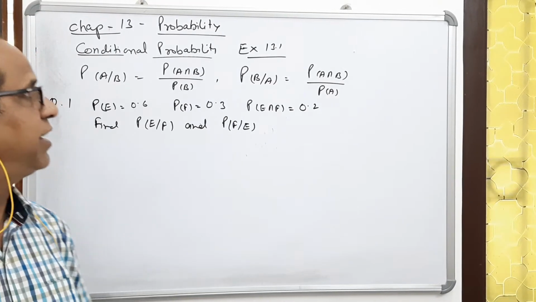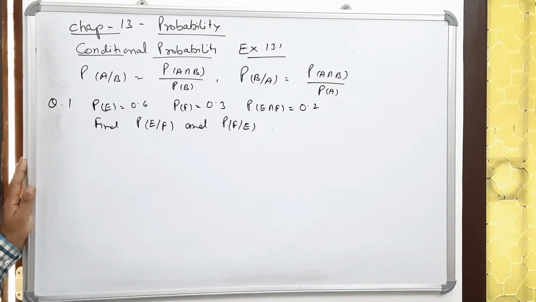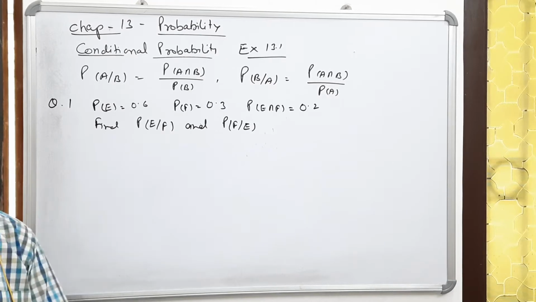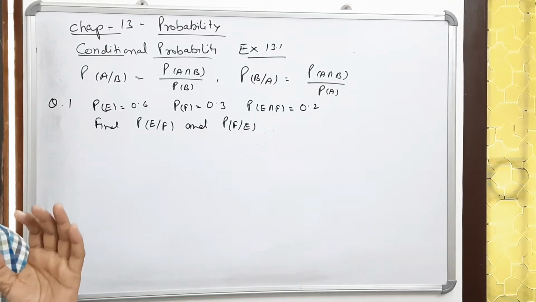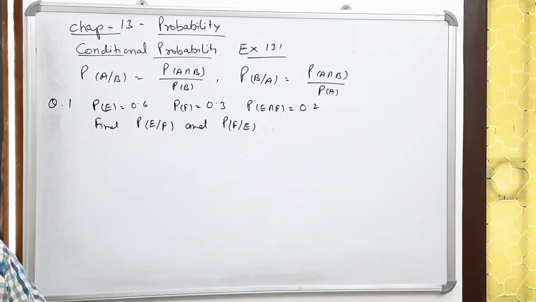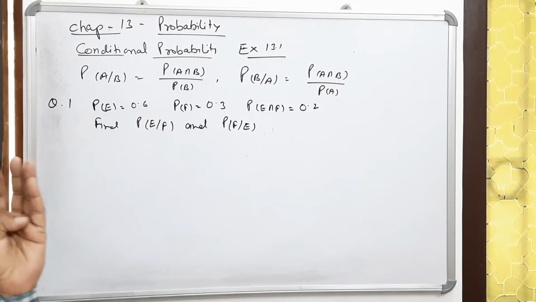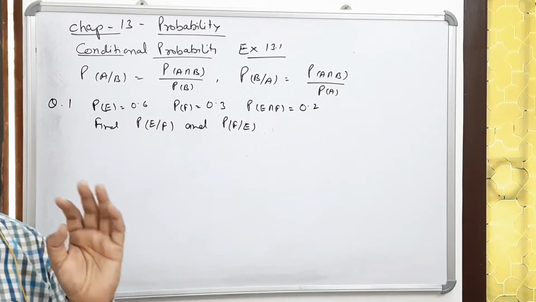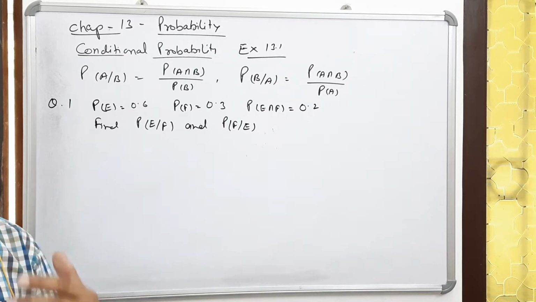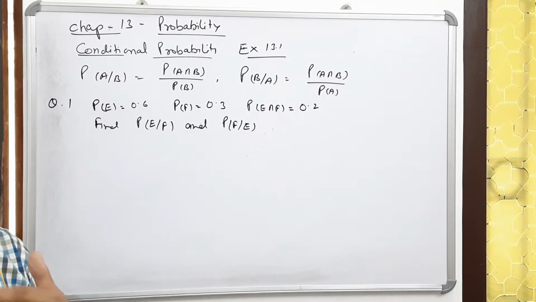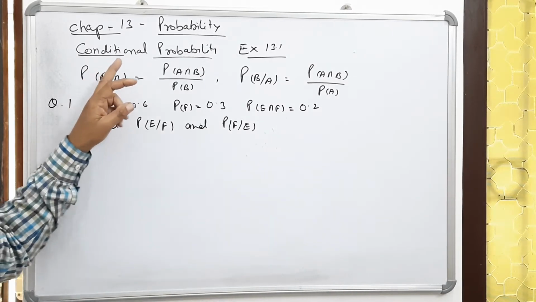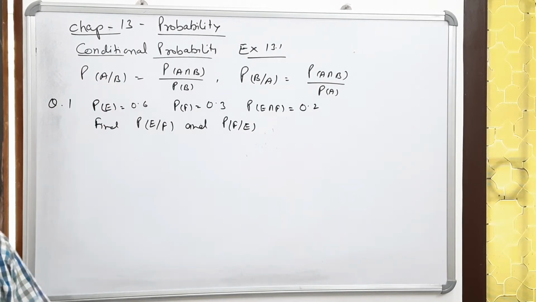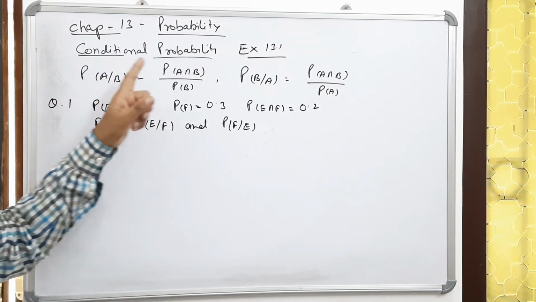Hello students, today we are starting exercise chapter number 13, probability, conditional, and the first topic in this is conditional probability. You have read a big introduction of probability in class 9th, class 10th, class 11th. You have read about the sample space, you have read about the probability. Now I am taking the first topic in class 12th, and that is the conditional probability.